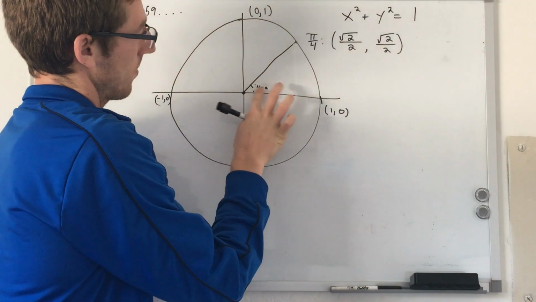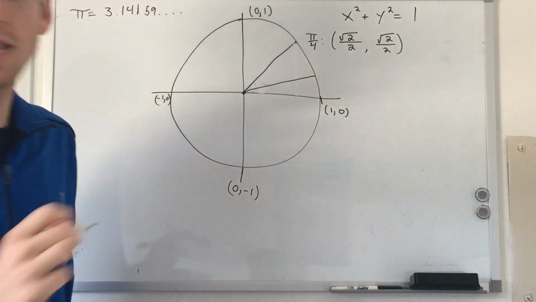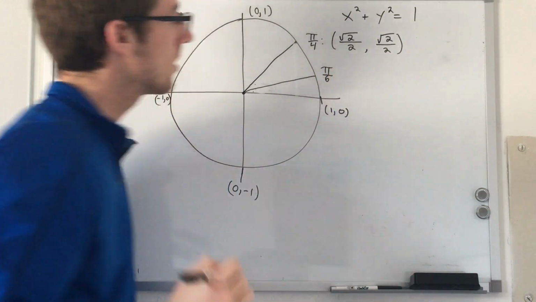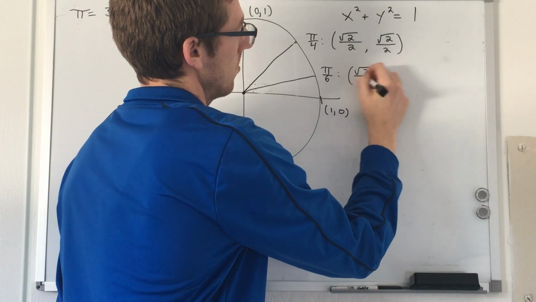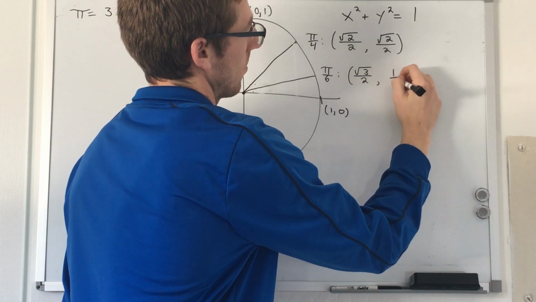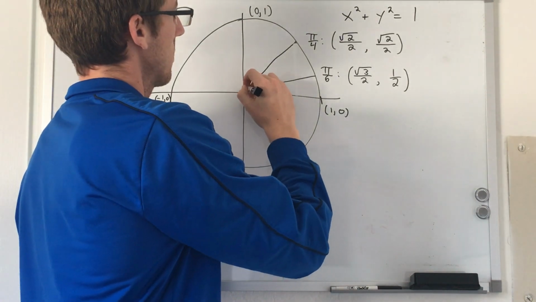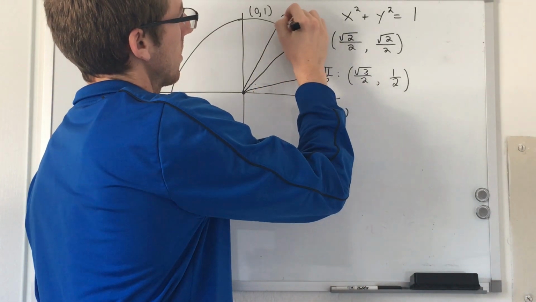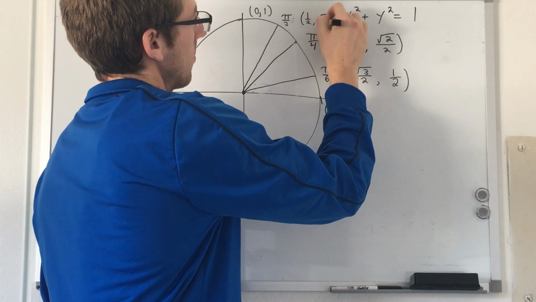So the next one we're going to have, I'm going to erase this 45 for us. So we're going to have this angle here. So it's going to be slightly less than pi over 4. It's going to be pi over 6. And this one's going to be root 3 over 2, and 1/2. And then the very last one we have is going to be this. This is going to be pi over 3. And this is going to be 1/2, root 3 over 2.